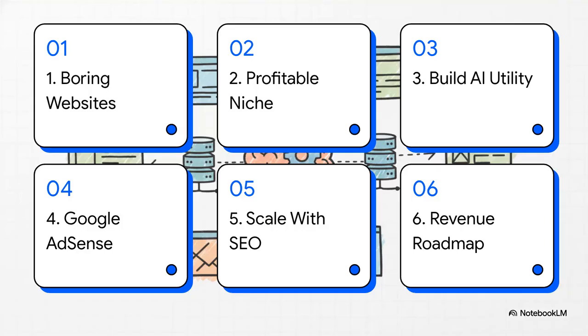To get us there, here's the exact step-by-step roadmap we're going to follow in today's explainer. Section 1, the boring website model. Section 2, finding a profitable niche. Section 3, building your AI utility. Section 4, monetizing with Google AdSense. Section 5, scaling traffic through SEO. And finally, Section 6, the realistic revenue roadmap. Let's get right into it.